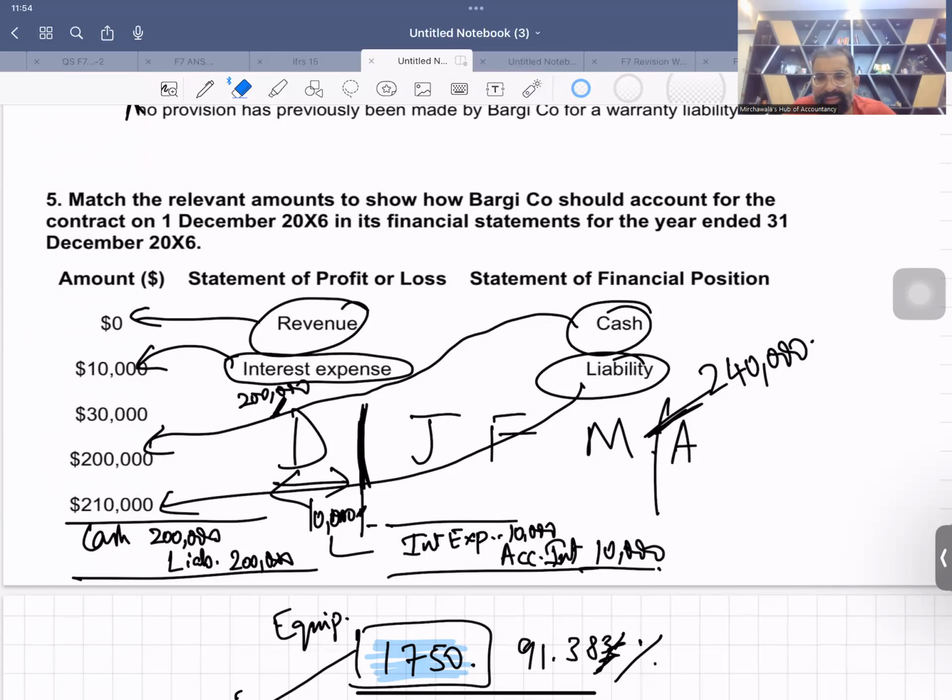No revenue. This transaction is not a sale at all. So you can say that no revenue is booked for this transaction. Cash is 200,000. Liability is 210,000. And interest expense till 31st December, I again repeat, is 10,000. I've made the entry. You can see the reality of the transaction.